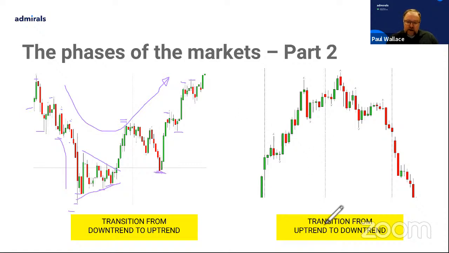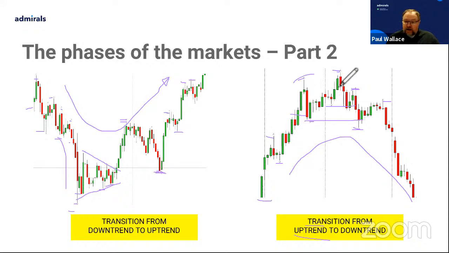And here on the flip side, we've got a transition from an uptrend to a downtrend, and hopefully you can see that prices are moving up, making higher highs, higher lows, and then it doesn't. What actually happens is the price has transitioned. It's no longer making higher highs, now it's making lower highs and lower lows, and we can see that the market has transitioned from an uptrend to a downtrend.